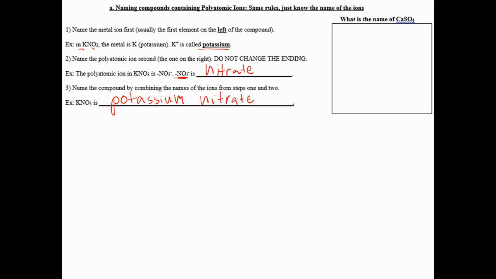Let's do another example here. You can pause the video and try it yourself. Here we have calcium. And then this here, SO4, if you go in your table, you'll see is sulfate. Calcium sulfate. So these are nice and easy to name because you're just naming the metal and then the polyatomic ion. You're not changing the ending of anything in this case.